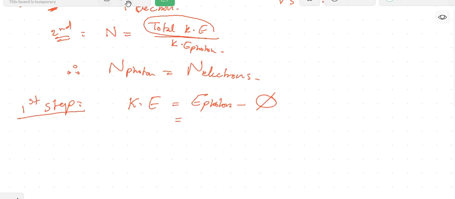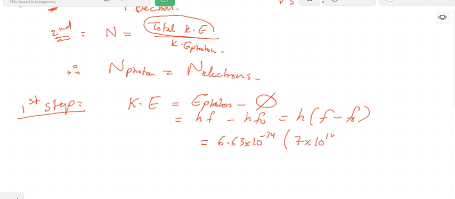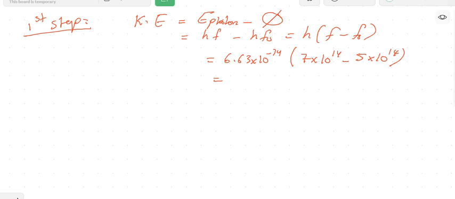Which is equal to hf minus hf threshold, or h into (f minus f threshold), which equals 6.63 times 10 to the power minus 34, times 7 times 10 to the power 14 minus 5 times 10 to the power 14. After using the calculator, we will get the kinetic energy of one electron. It will be equal to 1.326 times 10 to the power minus 19 joule. So this is the kinetic energy of one electron. One what? Electron. This is very important.